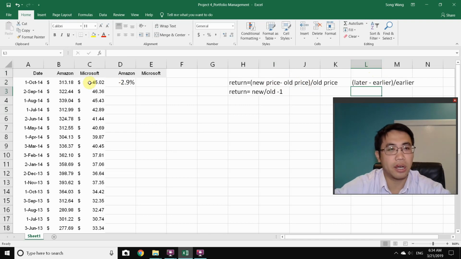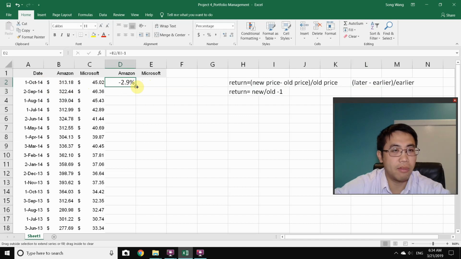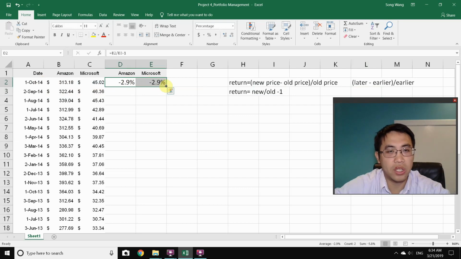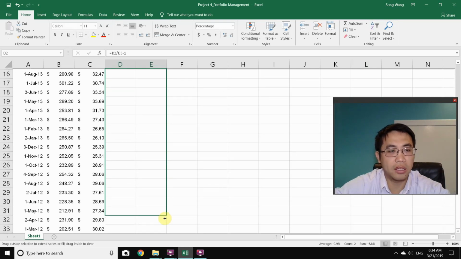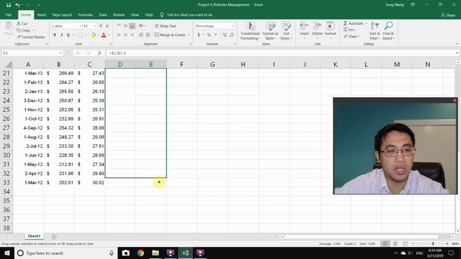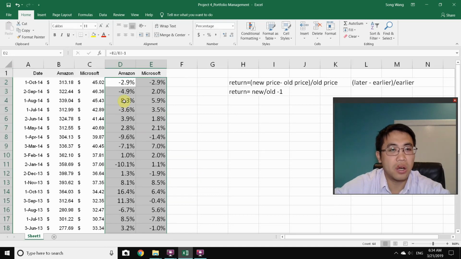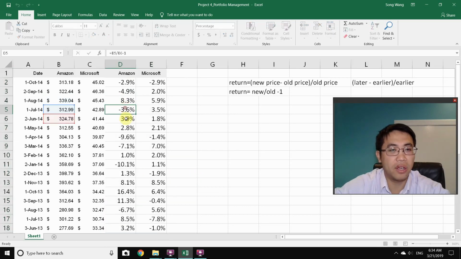Back to our sample here. For Amazon, we just calculated its return for October 2014. And then I'm going to drag it. So you will see the same calculation is applied using Microsoft prices. And then I will just drag it all the way down until I reach the last row. So you will see the returns are being calculated for different months for both stocks.